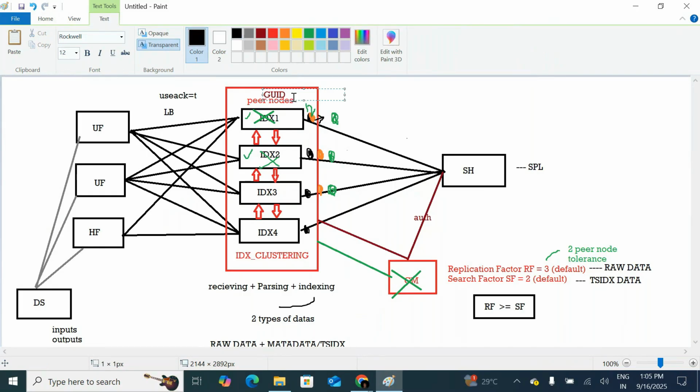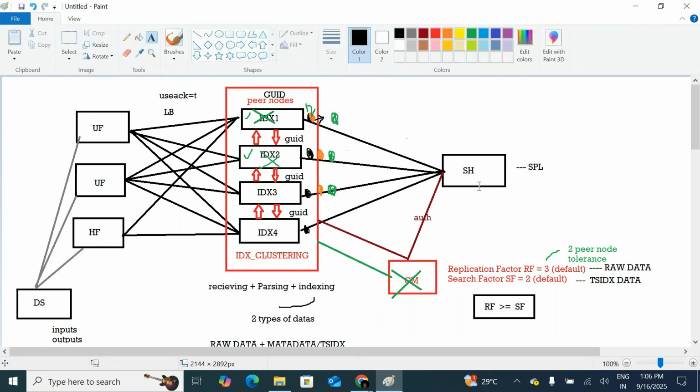GUID. With that GUID, they can identify it. Okay, what will happen? First authentication, I will share the GUID. CM will share the GUID of all indexers to the subject, so that the subject will automatically search the indexers' data by using a GUID.